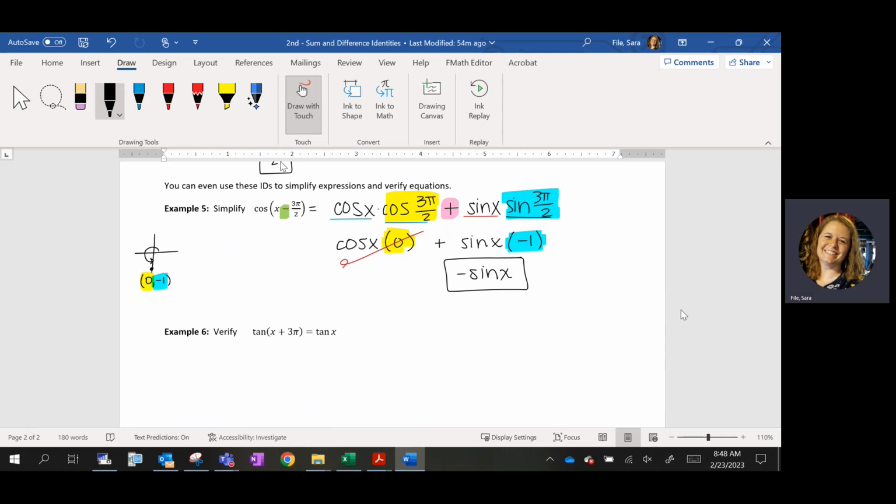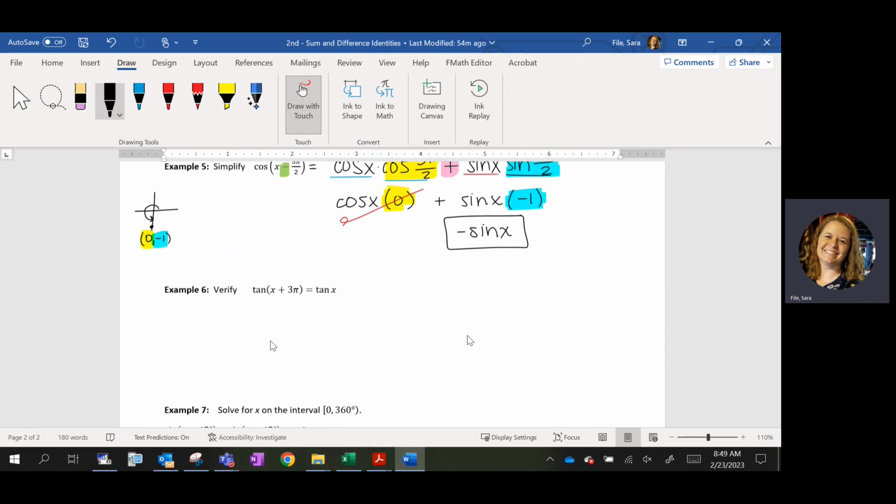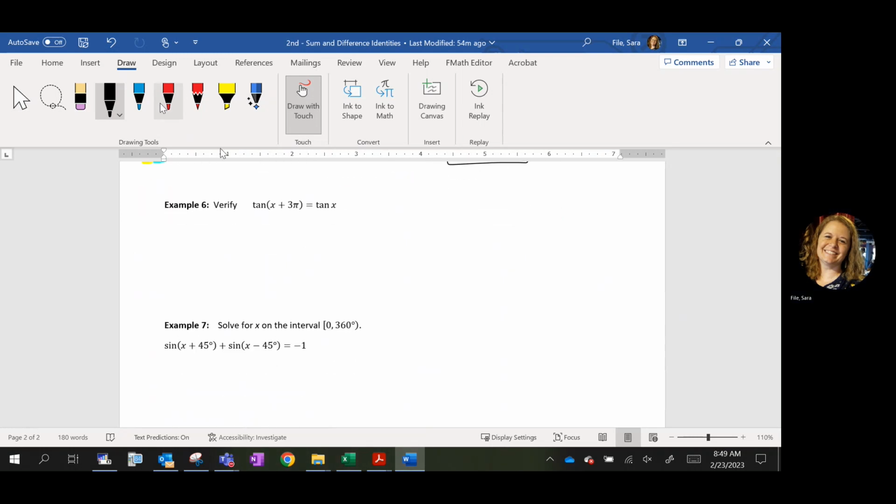All right, now verify is the same concept, but remember it has the equal sign, so you know what you're working toward. So we're going to simplify this left side, and I know it should come out to tangent of x. So I just want to verify that. I want to show that work to prove that.